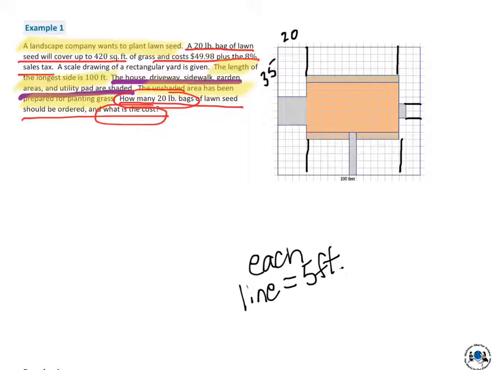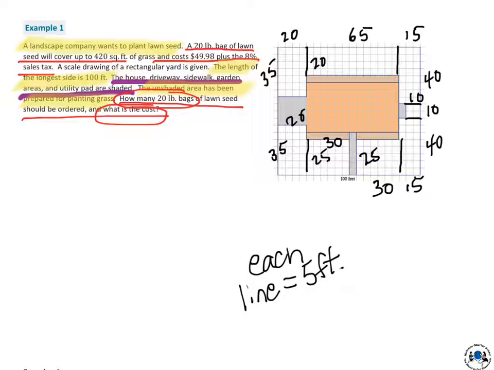So that area right there is 35 by 20, because there are seven sections this way, each one 5, so that's 35, and then 4 across there, and that's 20. And again, I'll just continue to do that. So that section there is 20 by 65 feet. This one over here is 15 by 40 feet. All right, and on, 10 by 10, 15 by 40, 30 by 25, another 30 by 25, and then a 20 by 35. Okay, so now I have all the dimensions of all my different sections.